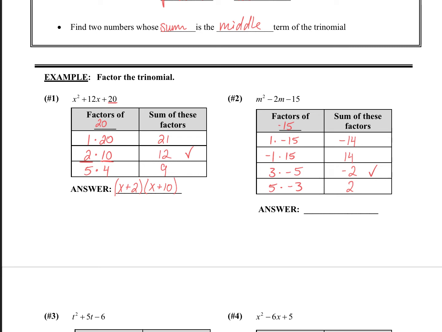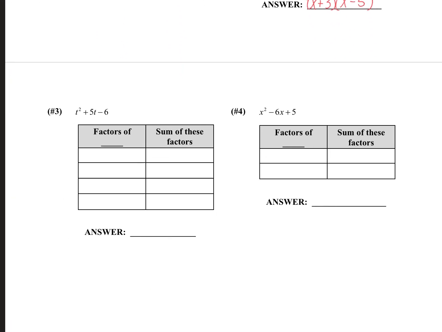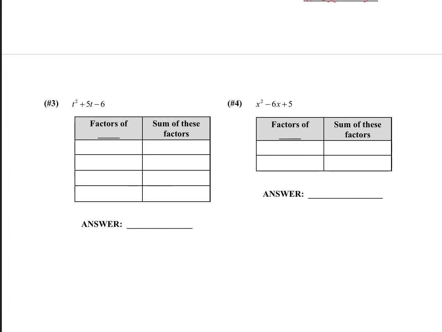So then we could write this as x plus the first term, and then x plus the second term. But since it's negative 5, we could just write minus 5 down there. All right, two more examples. Okay, we're going to do the exact same process a few more times.